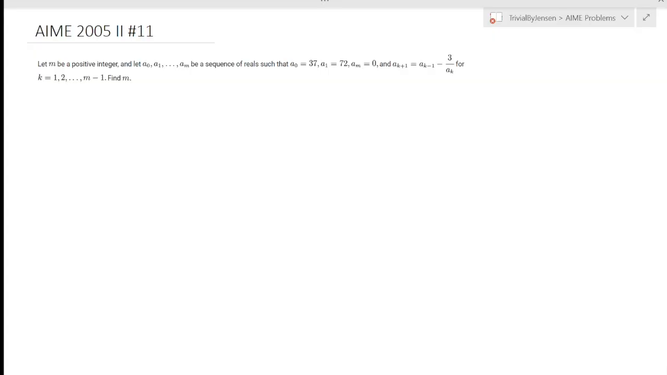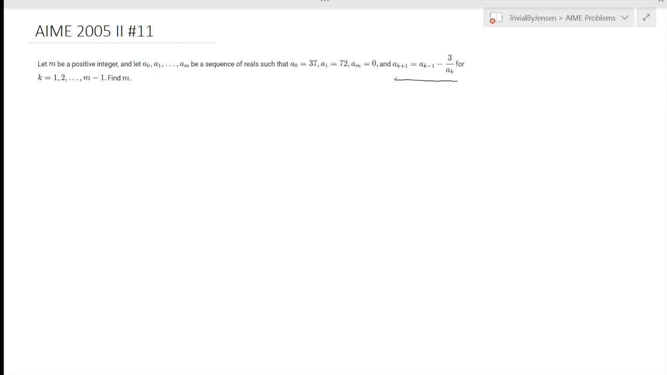This is 2005 AIME II Problem 11. We're told that m is a positive integer, and we let a0 through am be a sequence of reals, such that a sub 0 is 37, a sub 1 is 72, some term a sub m equals 0, and then this recurrence relation holds: a sub k plus 1 equals a sub k minus 1 minus 3 over a sub k, for all k from 1 through m minus 1. Then we're asked to find m.